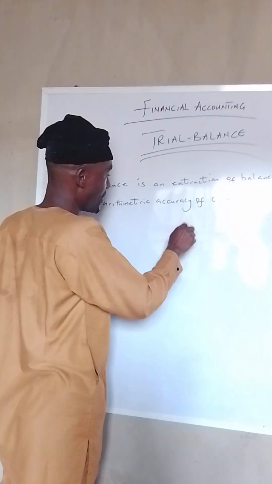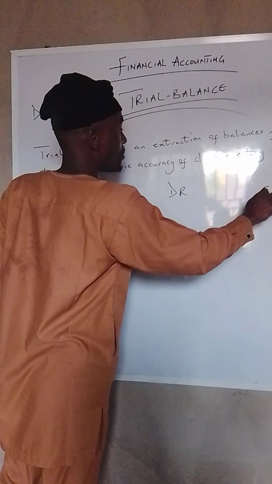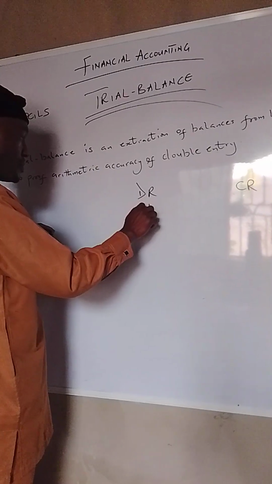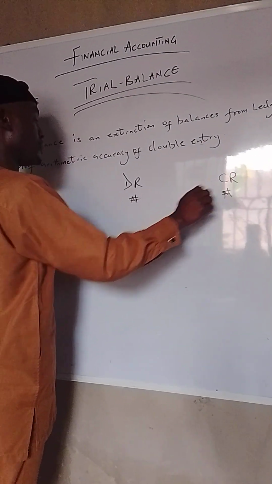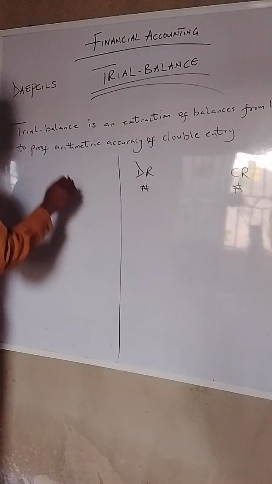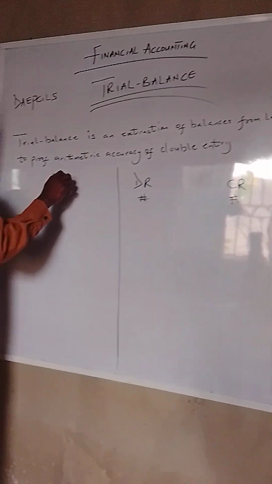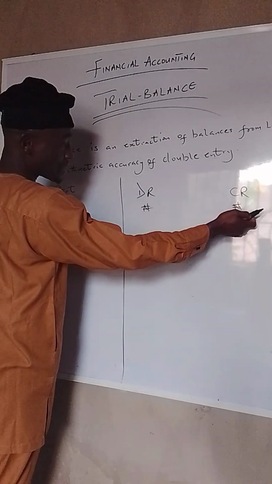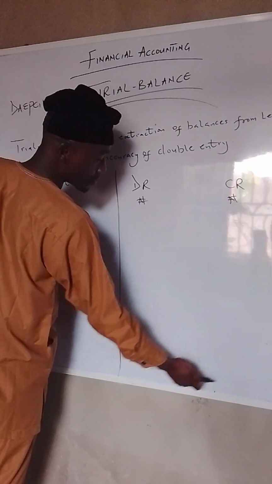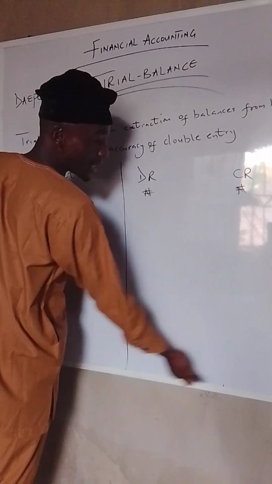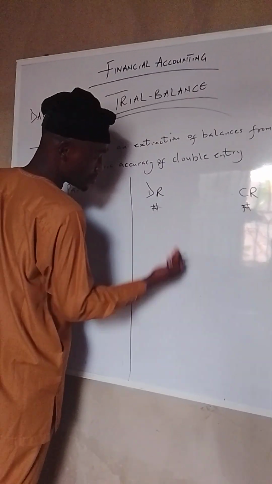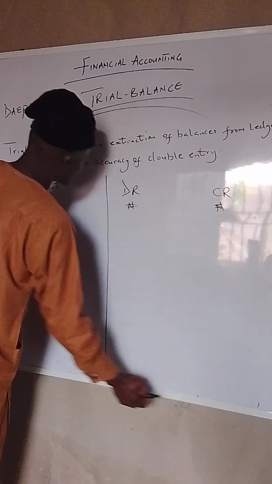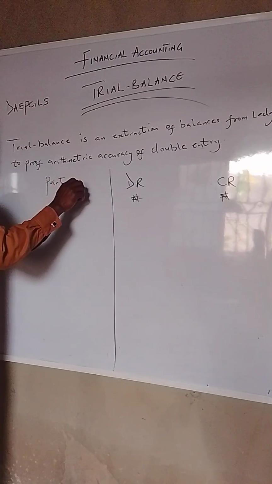Now, this is how to do trial balance. This is what they call trial balance. What they are saying here is that your totality from the debit side must be equal to your totality in your credit side. That's what they call balance. That's why they call it trial balance. It must balance. What you get at your debit side must be equal to what you get at your credit side. And this side we call particular.